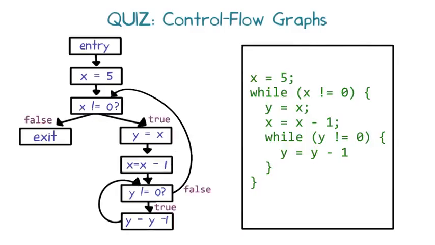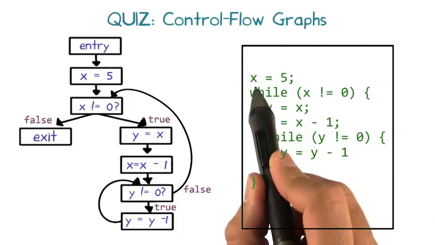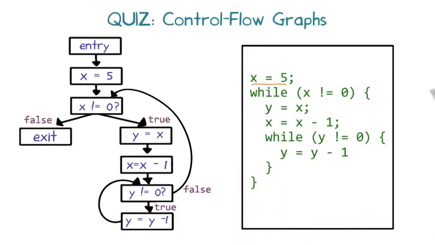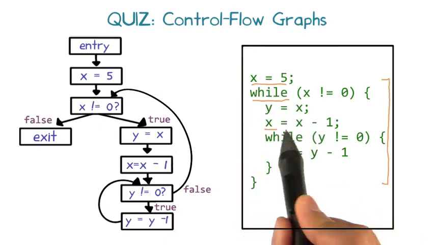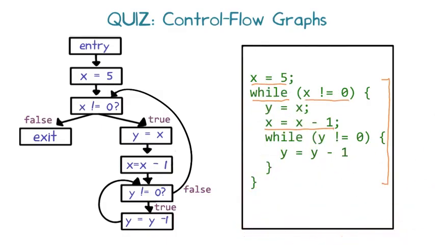The program corresponding to this control flow graph has two variables x and y. It initializes the variable x to 5 and then executes a nested while statement. The outer while loop decrements x in each iteration and terminates when x becomes 0.